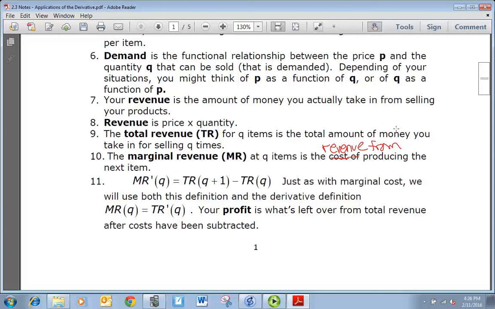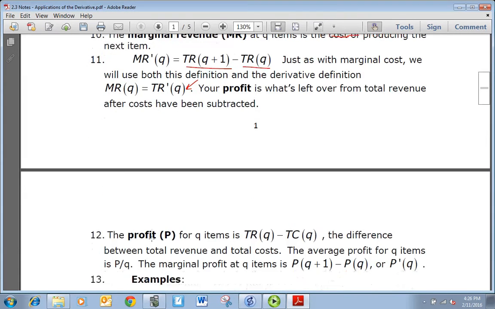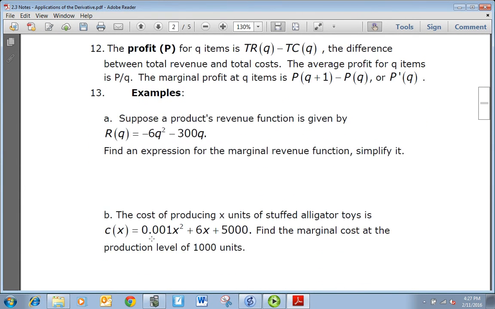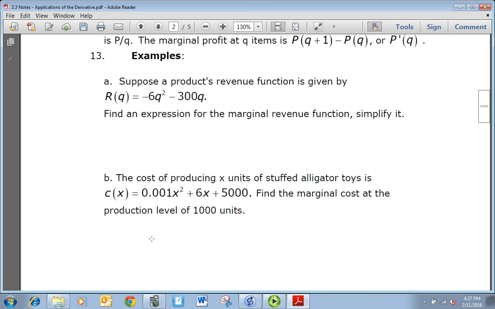So there's a linear way to represent marginal revenue or marginal cost. You can just take the cost of the next item and subtract from it the cost of however many items you have, and then you have the cost for that next item. But typically it is easier to find it using the derivative. So just go through those vocabulary words as you need to, and we'll look at some examples.